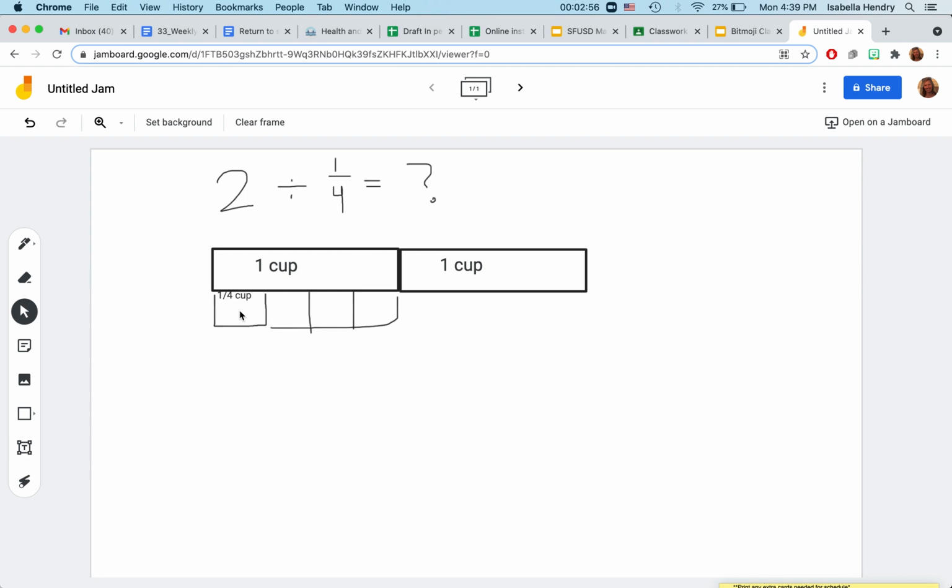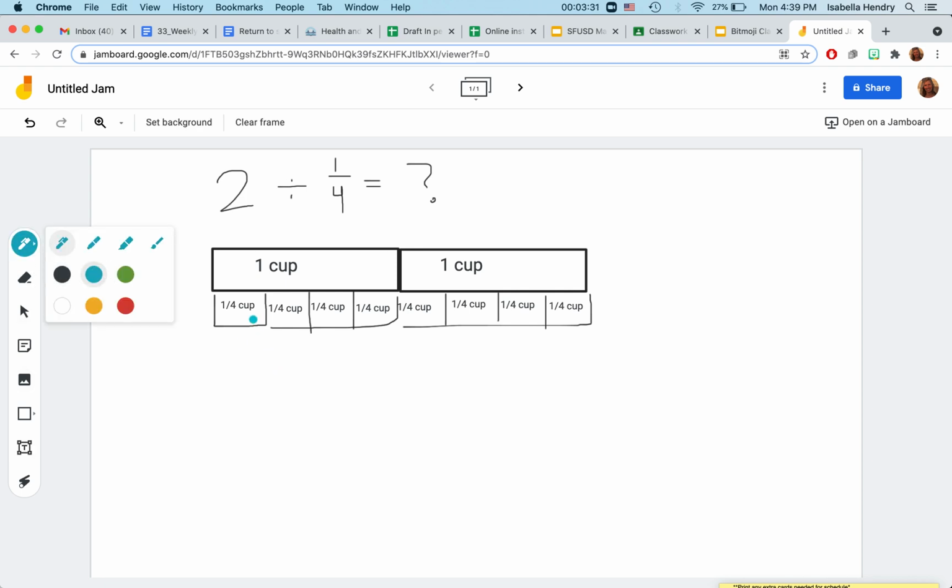This is 1/4 of a cup. This is another one. This is another one. This is another one. So that's my first cup. I see I'd use 4 1/4s for a cup. And then my second cup, I'm going to do the same thing. 4. So in total, I need to use that 1/4 cup 8 times: 1, 2, 3, 4, 5, 6, 7, 8. So my solution here is 8, just like the problem that we just saw.